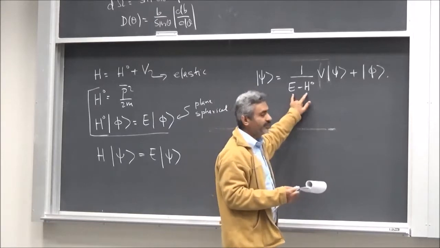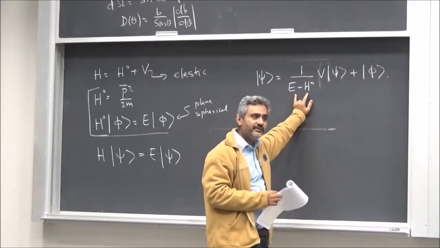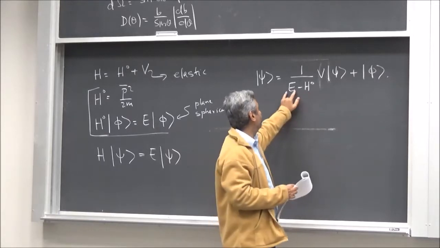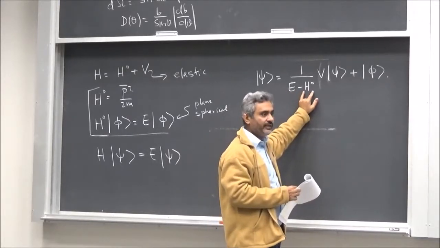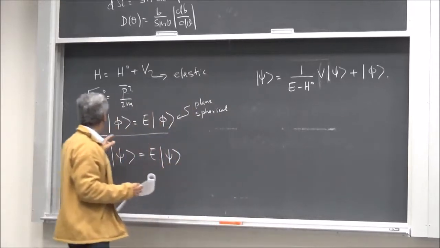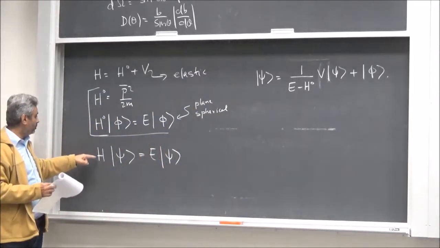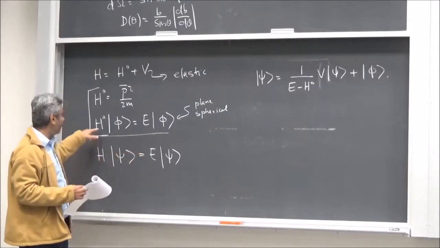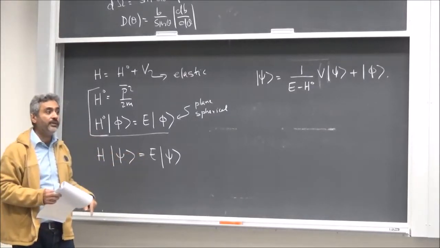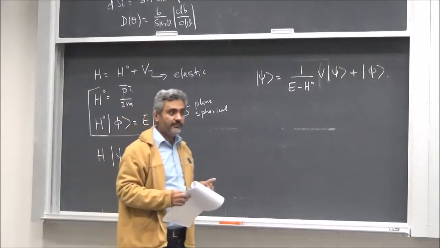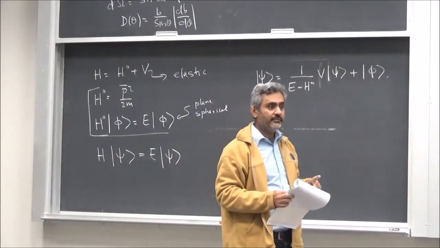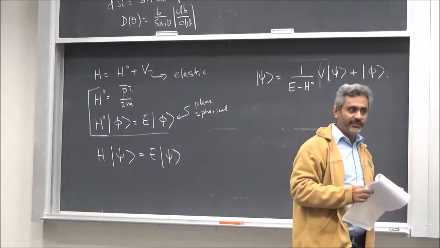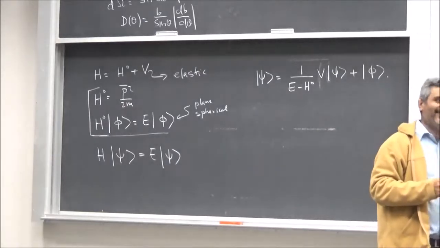लेकिन बड़ा मसला यहाँ पर ये है कि this operator is singular because E is in the eigenvalues of H naught. अच्छा, यहाँ पर एक और भी आपको चीज नजर आनी चाहिए, वो ये है कि both the eigenvalues of H and eigenvalues of H naught, they both form a continuum. What does that mean? Really?